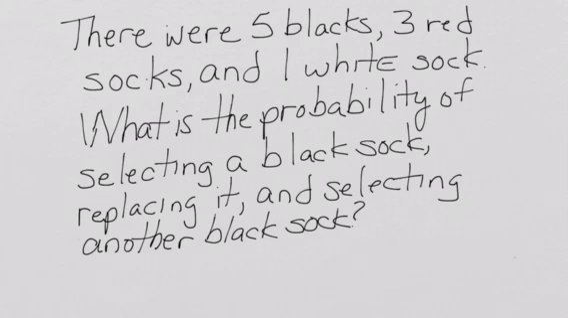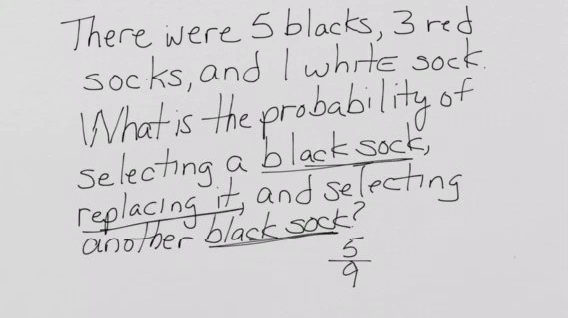Let's take a minute to look at this question. What is the probability of selecting a black sock, replacing it, and selecting another black sock? Well, the probability of the first one happening, there's 5 black socks out of 9 total. Now we replace it and then try to select another black sock. Well, the probability of a black sock is still 5 out of 9 because it's the same setup as we started with. So all we have to do is multiply these two and we get 25 out of 81.